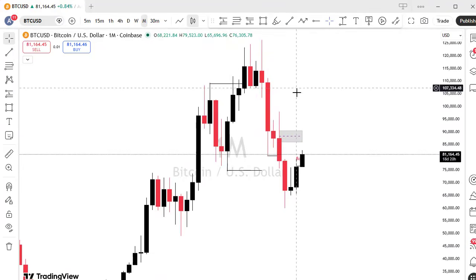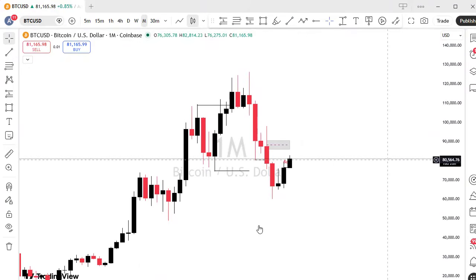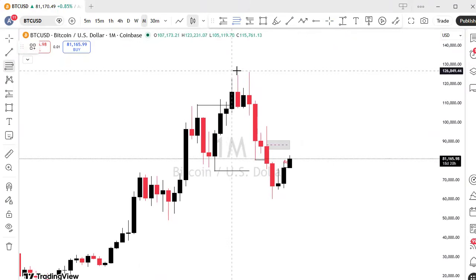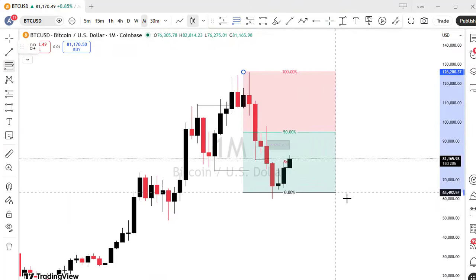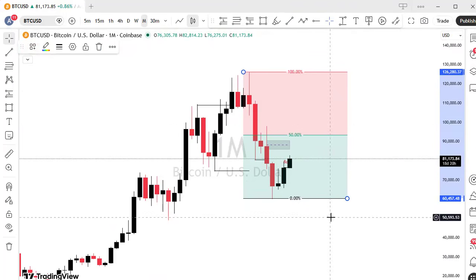So ideally, what do we expect? We expect the market to retrace at least to the 50% of this dealing range. If you pick your Fibonacci from the swing high all the way to the swing low, you can see this is where we have the 50%. So we expect the retracement towards this area before we continue selling to the downside.